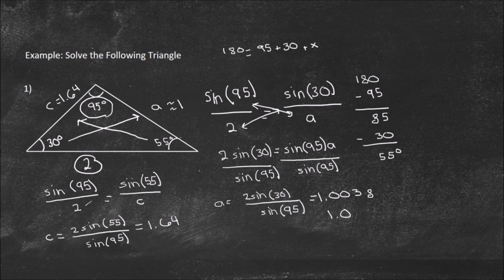And what I like to do, this is just something I do to check my work, is see if the largest angles correspond with the largest sides. So my largest angle in this triangle is 95 degrees. Does that correspond with the largest side? Yes, it's 2. My second largest angle is 55 degrees. Does that correspond with my second largest side? Yes, 1.64. Then finally my smallest angle is 30 degrees, and that corresponds with my smallest side of 1. So that's it. The triangle is solved, and it looks like it's done correctly.